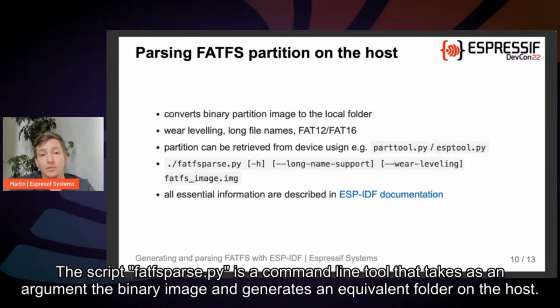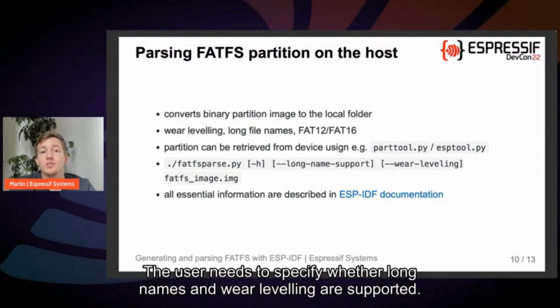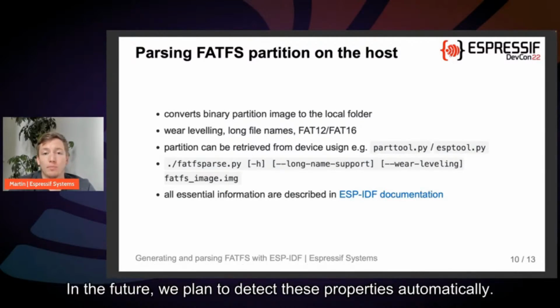The script fatfsparse.py is a command line tool that takes as an argument the binary image and generates an equivalent folder on the host. The user needs to specify whether long names and wear leveling are supported. In the future, we plan to detect these properties automatically.